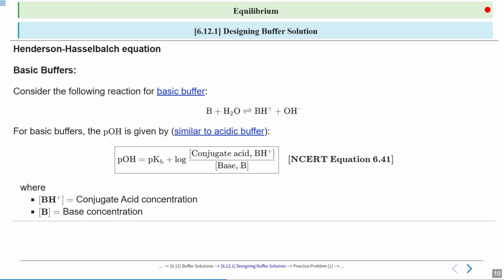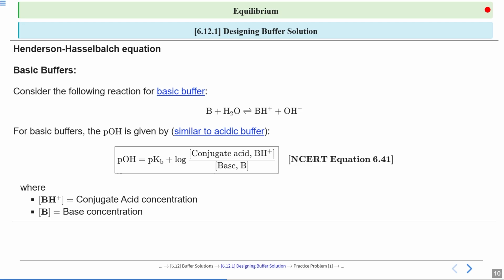Remember, what is the difference between the acidic buffer formula and the basic buffer formula? Instead of finding your pH, here we are considering the pOH. Instead of pKa, we have pKb, and instead of the conjugate base by acid concentration ratio in the acidic buffer, we have the conjugate acid by base concentration ratio. So you can remember this in this way: if you remember the initial or parent formula, you will remember both cases. I hope this is clear to you.